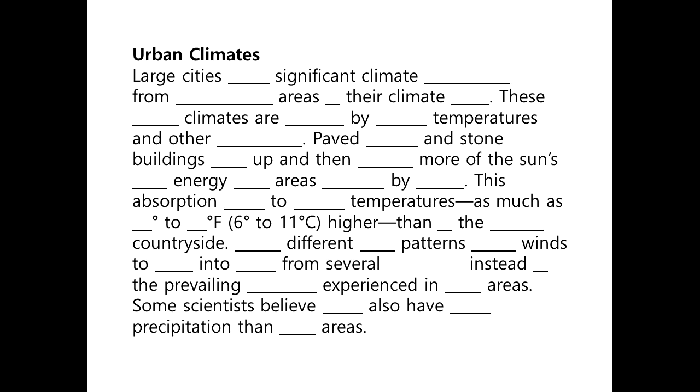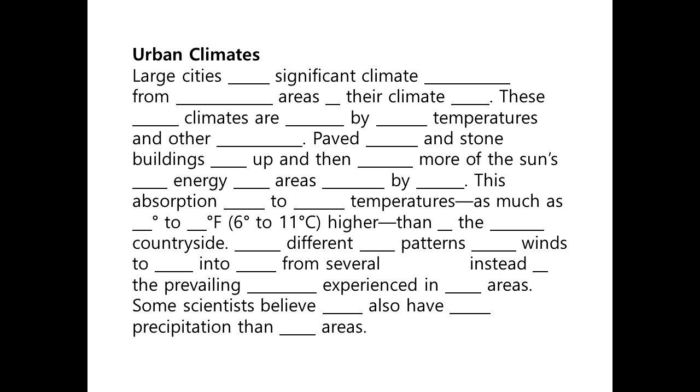Urban climates. Large cities show significant climate differences from surrounding areas in their climate zone. These urban climates are marked by higher temperatures and other differences. Paved streets and stone buildings soak up and then release more of the sun's heat energy than areas covered by plants. This absorption leads to higher temperatures, as much as 10 degrees to 20 degrees Fahrenheit, 6 degrees to 11 degrees Celsius, higher than in the nearby countryside.